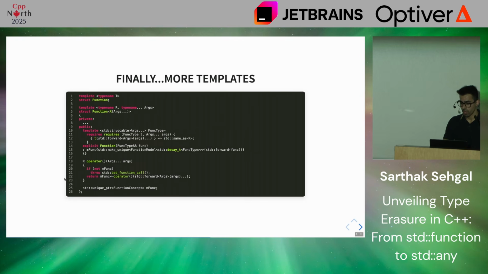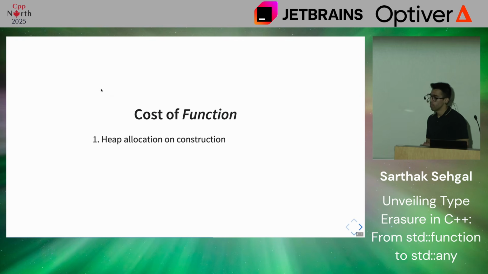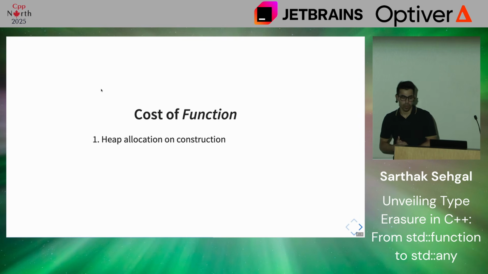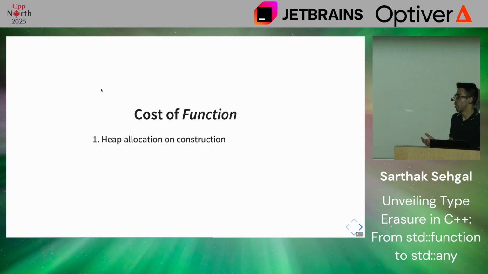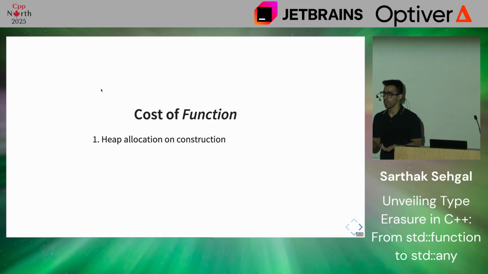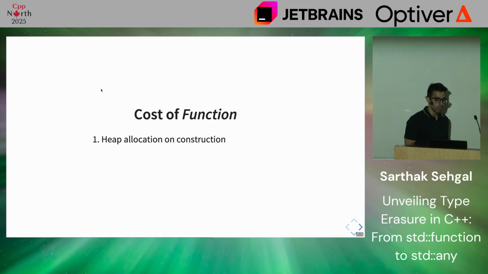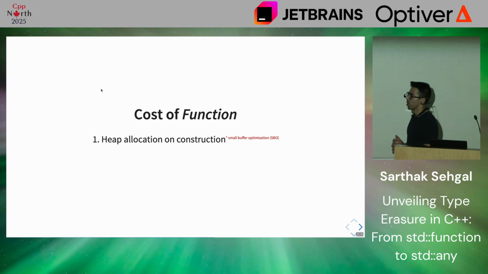Let's talk about the performance cost of this implementation. There's primarily two costs. One, it does heap allocation on construction. So whenever a client provides a callable to this, it wraps it into a function model and does some heap allocation. The standard implementations do optimization for this, which is called small buffer optimization. We'll shortly see how that's implemented.